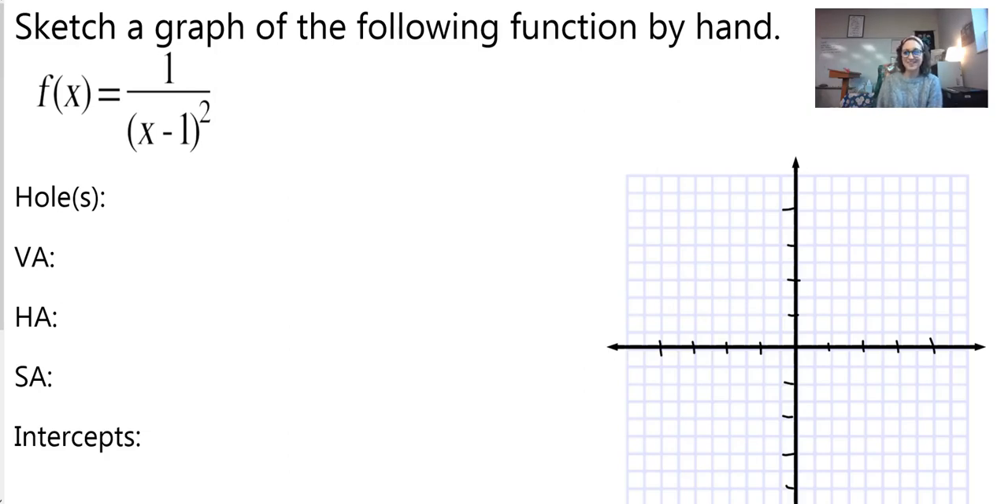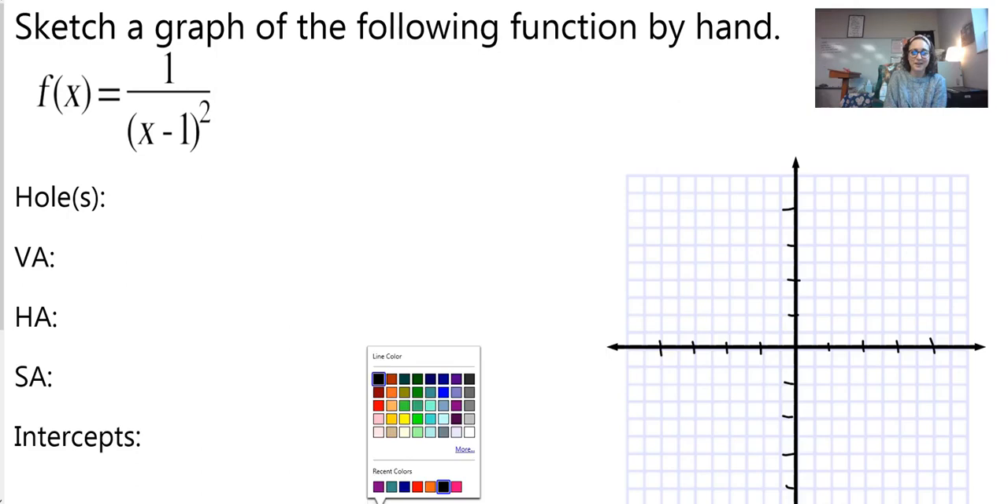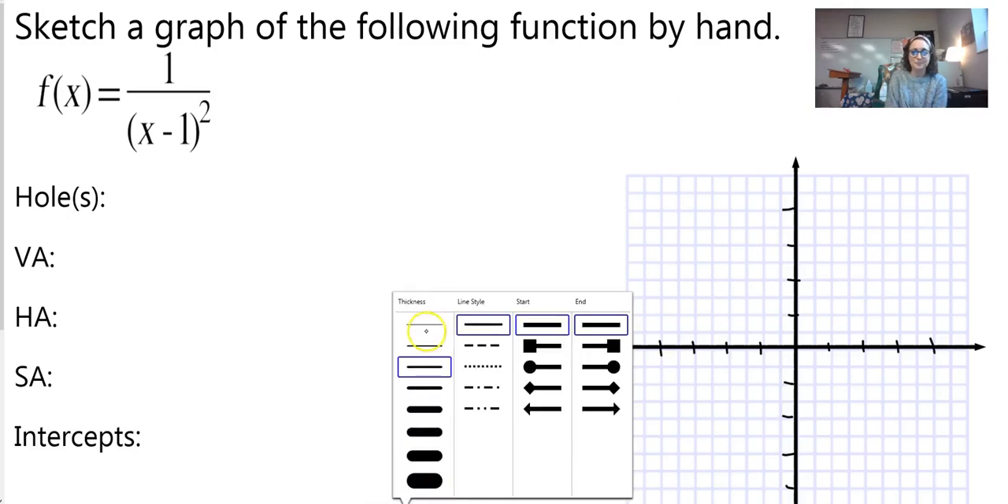See how many of these aspects you can do on your own. I'm going to walk you through all of them again together, but let's just see how many you can do without my guidance. Okay, we are back. Notice that this function is really already factored for you, right? So I don't need to do that. So let's go ahead and find our holes.